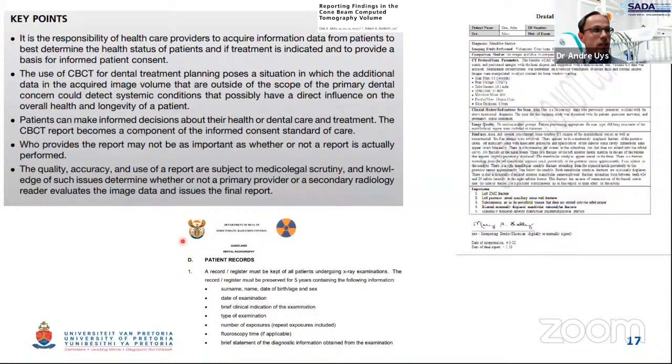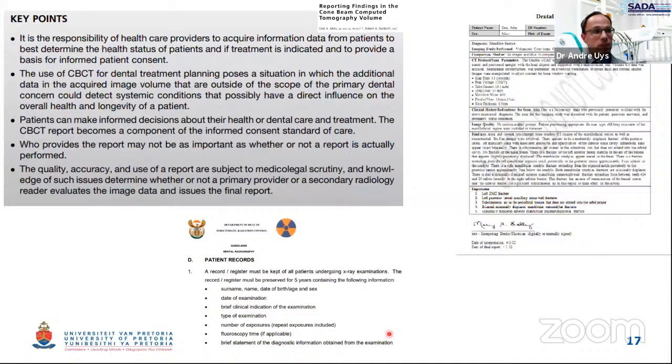This here is from the Directorate of Radiation Control. I just took this out of their document. It states that under patient records, a record or register must be kept for all patients undergoing X-ray examinations. The record or register must be preserved for 5 years, containing the following information. I want to go to this bottom one, a brief statement of the diagnostic information obtained from the examination. So you've got to report on your findings and write it down in a patient file.